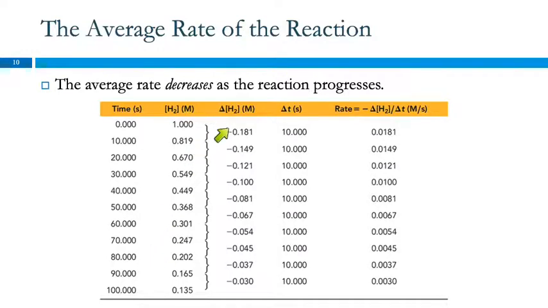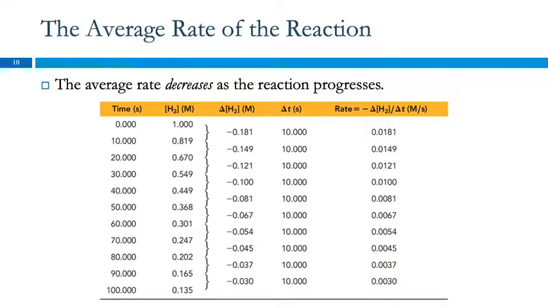And then what we can do is look at the average rate for each of these time periods. So from 0 to 10 seconds, we can take the difference in the hydrogen concentration. So it's negative 0.181, and the difference in time is 10. We take that and divide by this, and we get the rate here. And what we'll see is that as time goes on, the rate gets smaller and smaller. It started at 0.0181, and it's getting smaller and smaller until we end up with 0.0030.